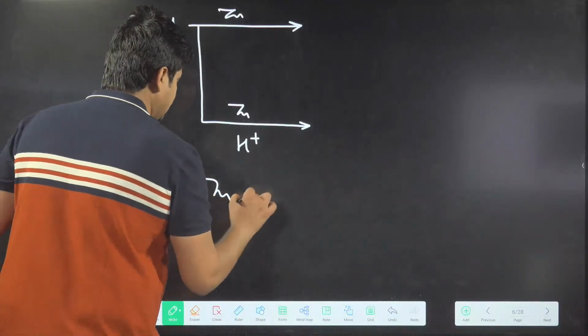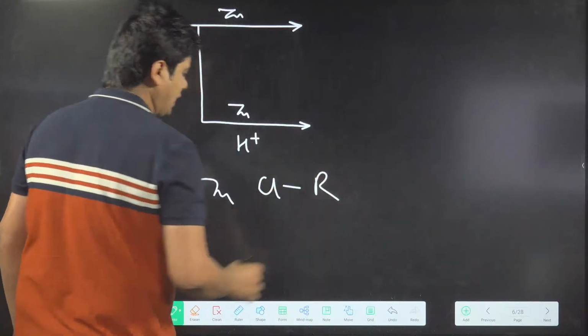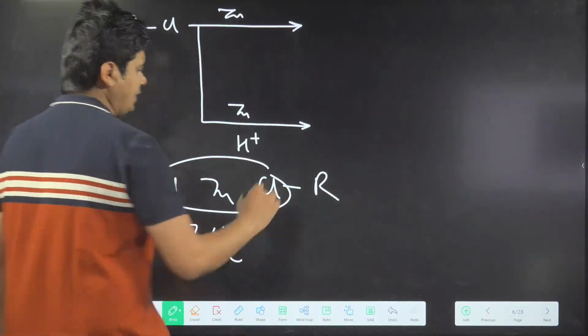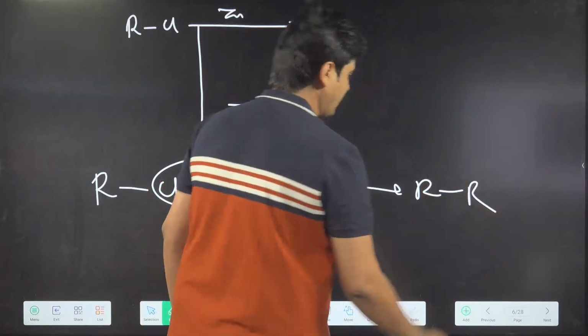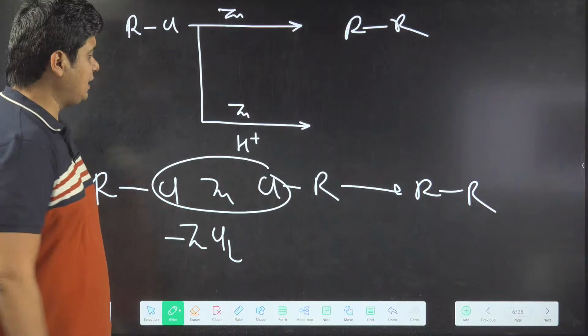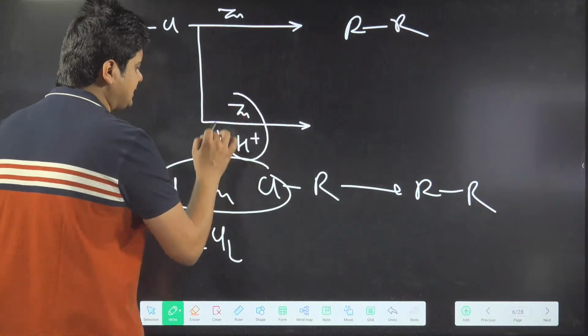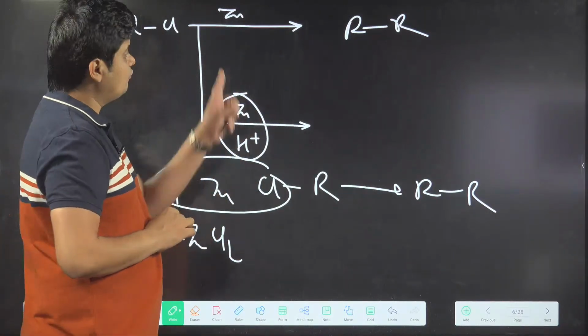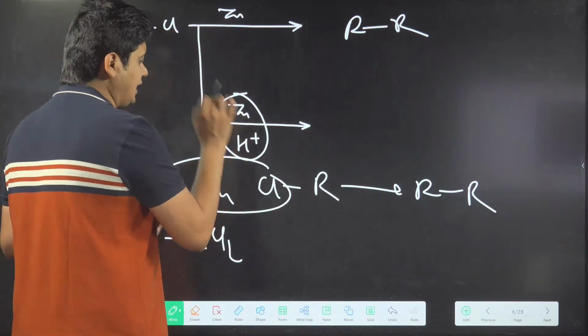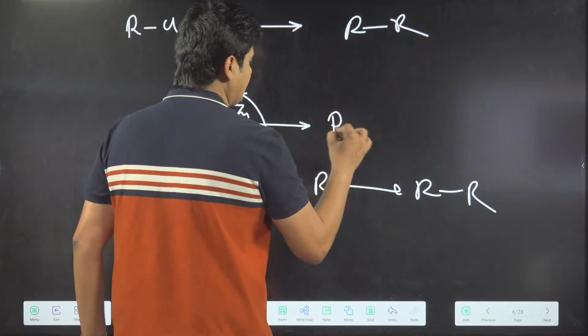So what will happen? 1 zinc will react with 2 RCl to remove ZnCl2 from there. What will happen? You will get R-R. One condition. So first will give you what? R-R. Second condition, what is given? Zinc with H+ is given. This is different. Only zinc and zinc with H+, both are different. Zinc with H+, what will happen? It is going to give RH.